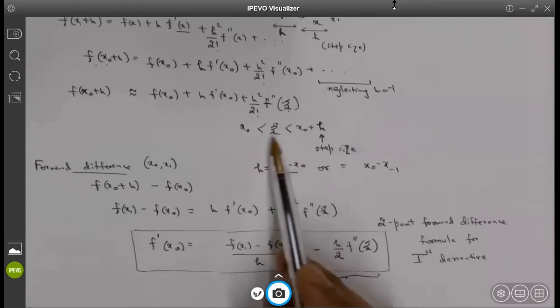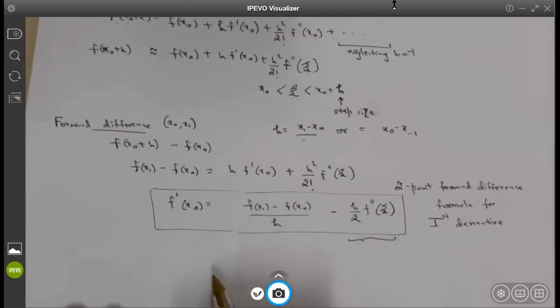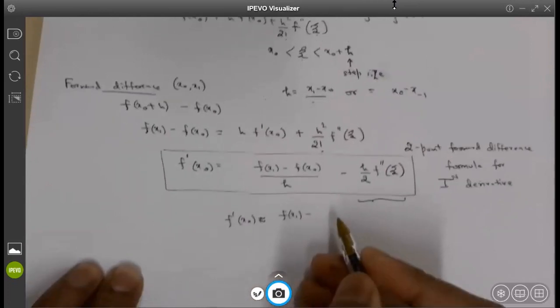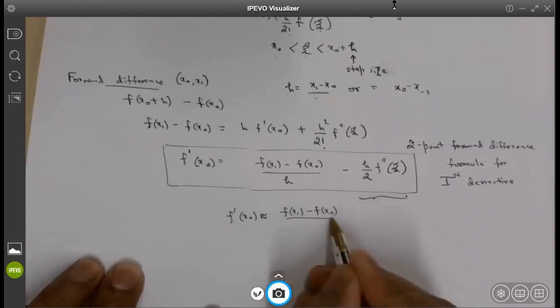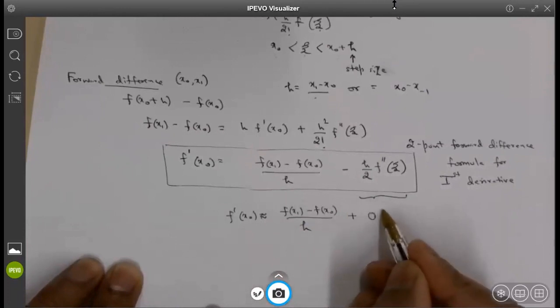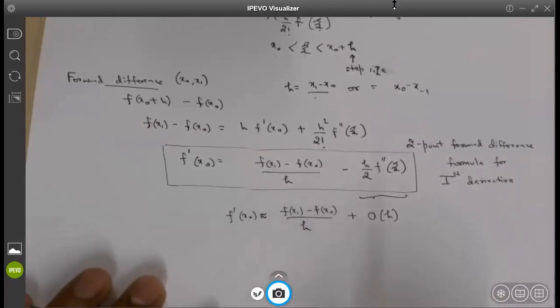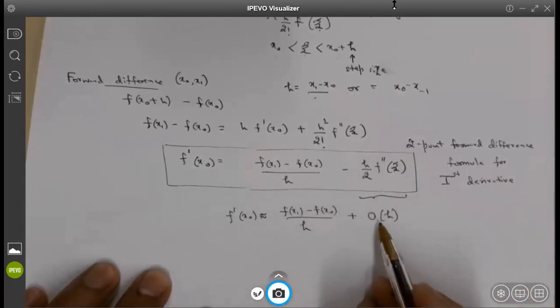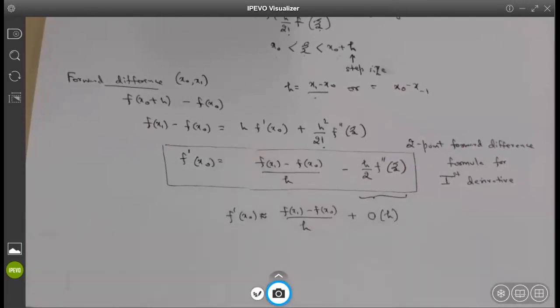So if I do not know the value of zeta, what I will do is approximate my first derivative as only this term, and I will say that this is my error. So my expression for the first derivative is f of x1 minus f of x naught divided by h. And it has an error, and that error has a specific order, which we call order of h. Order of h basically means as h tends to 0, my error goes to 0. So the error goes to 0 at a rate of h. Let me see if there are any questions.